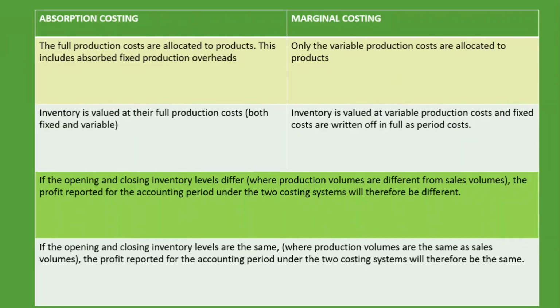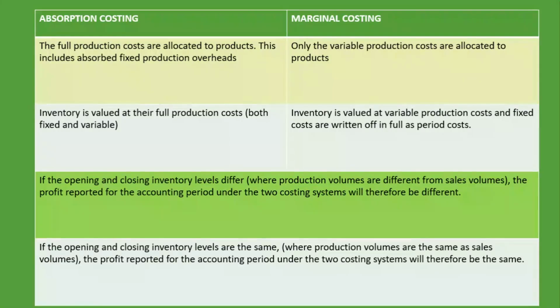The second thing is that inventory is valued at their full production costs. That's with absorption costing. And by full production costs, we mean both fixed and variable production costs. So with absorption costing, the inventory is valued at their full production costs with both fixed and variable. And with marginal costing, inventory is valued at variable production costs. And what happens to fixed production costs? They are written off in full as period costs. So that is another key thing with the two costing methods.